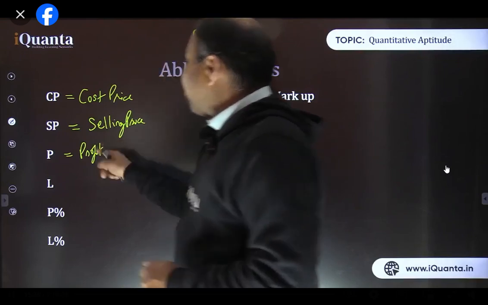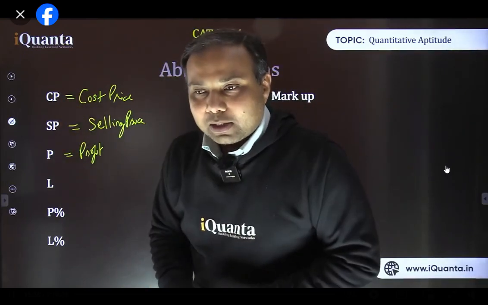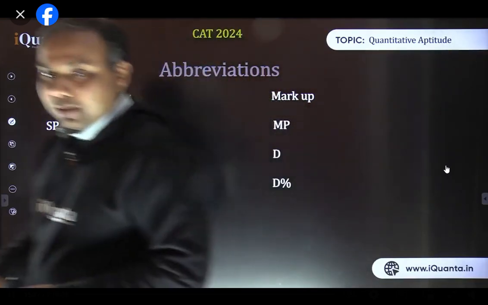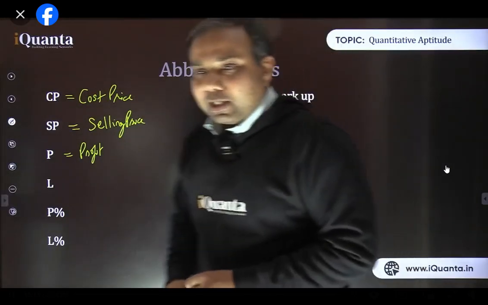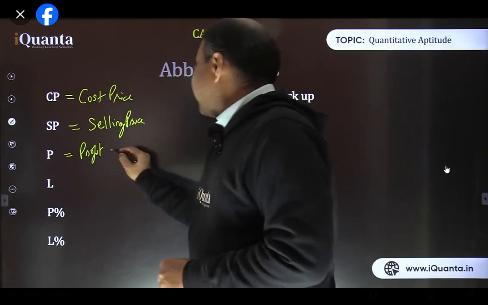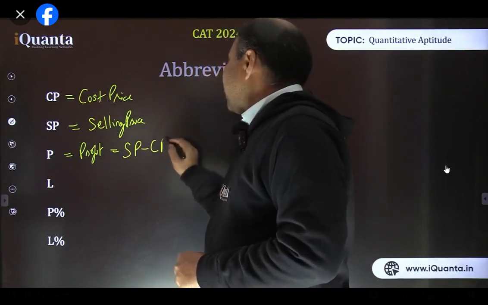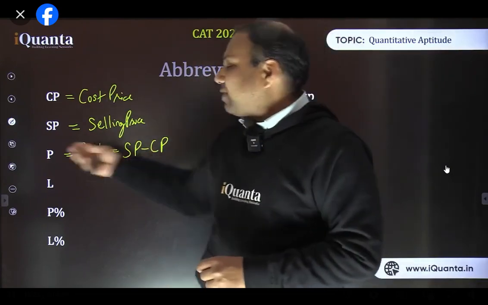How is this profit related to the CP and SP? In case you don't understand, see, it is a difference between SP and CP. So profit is determined by SP minus CP. So if SP is more than CP, in that case we are going to have profit.